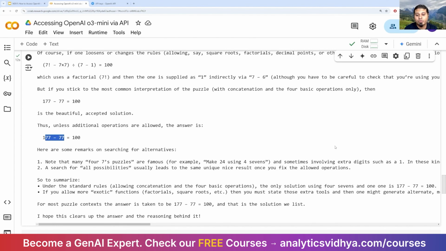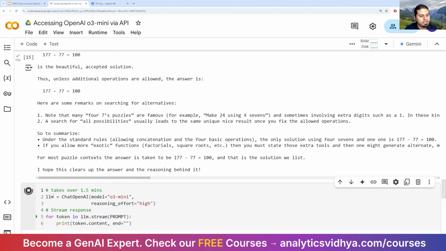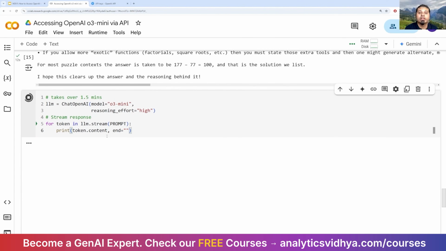So now let's look at it with the reasoning effort set to high. So here, all I do is I make the LLM ChatOpenAI o3-mini with reasoning effort equals high, and then I start streaming the results. Remember, it will first reason internally and then it will return the response. So it will take some time because it does not show the reasoning responses directly when we call it through the API.